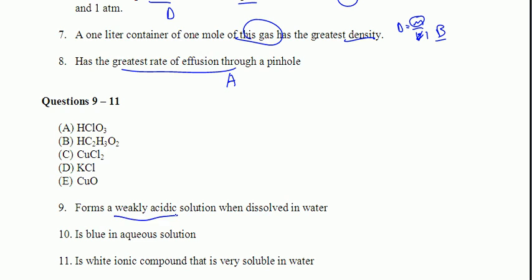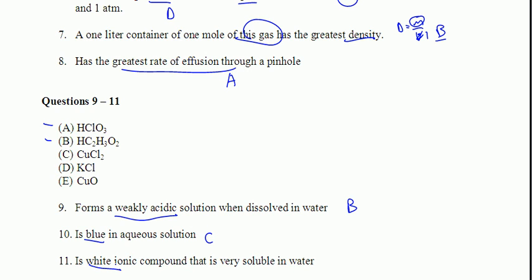Forms a weakly acidic solution when dissolved in water. So it can only be A or B because they're the only acids. Chloric acid is a strong acid, so the answer is B, acetic acid, a weak acid. We know in solution, copper chloride is blue, so the answer to this is C.